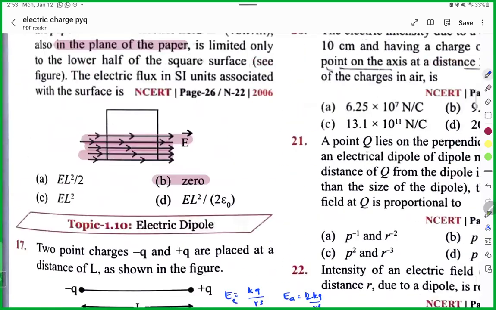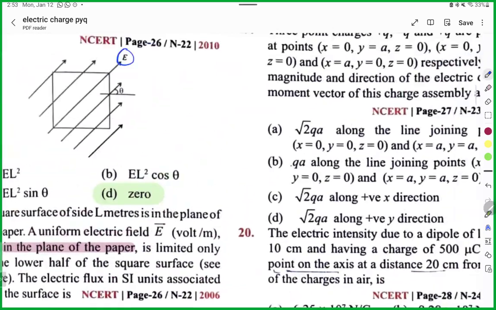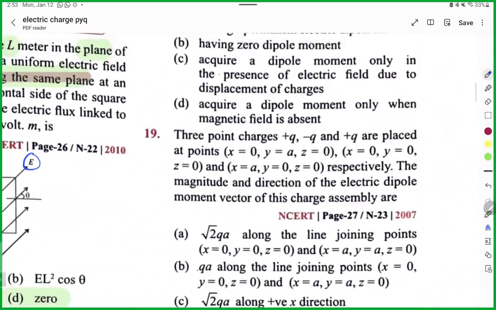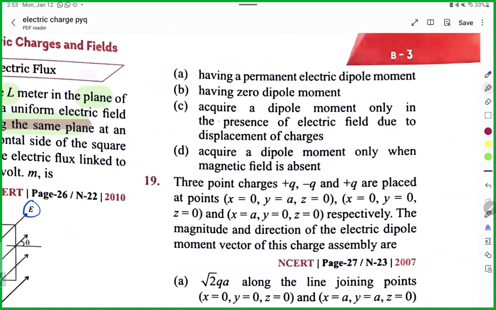Right? Polar molecules have a permanent electric dipole moment. Polar means there is a positive and a negative charge, so there will be a dipole moment.